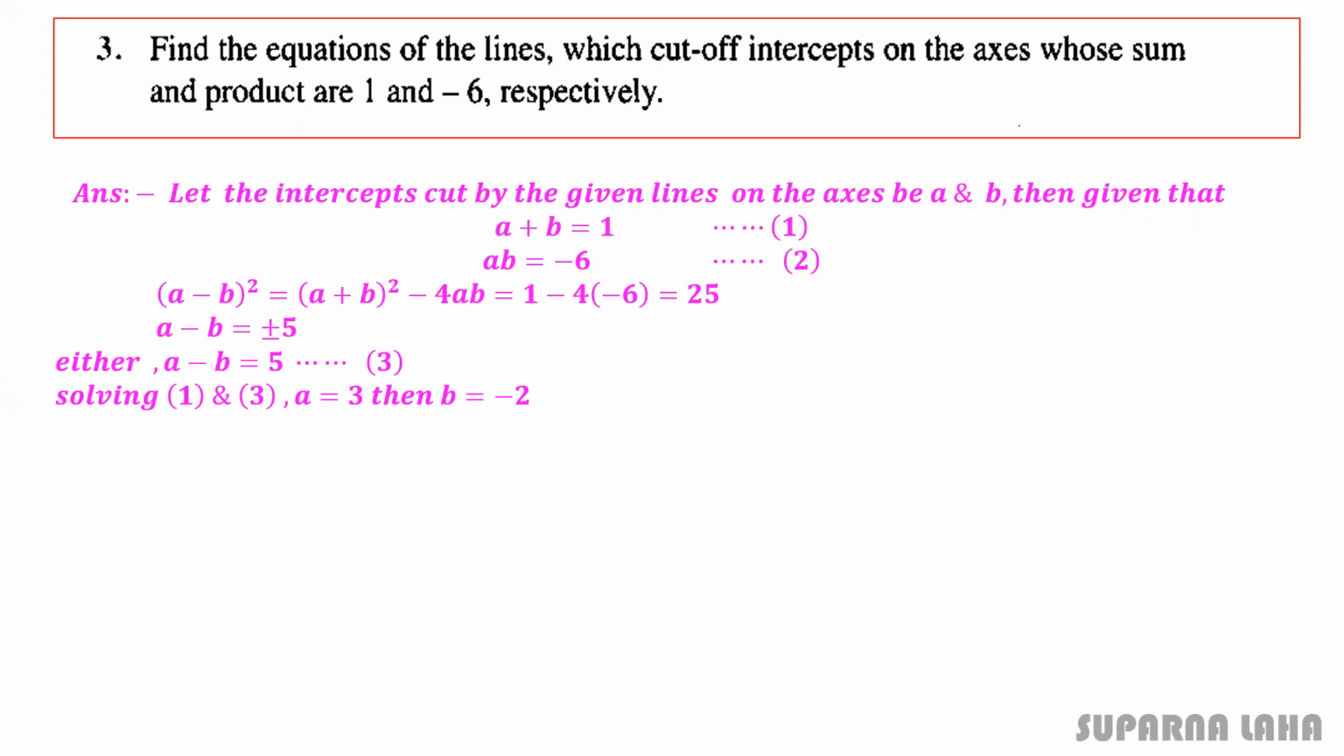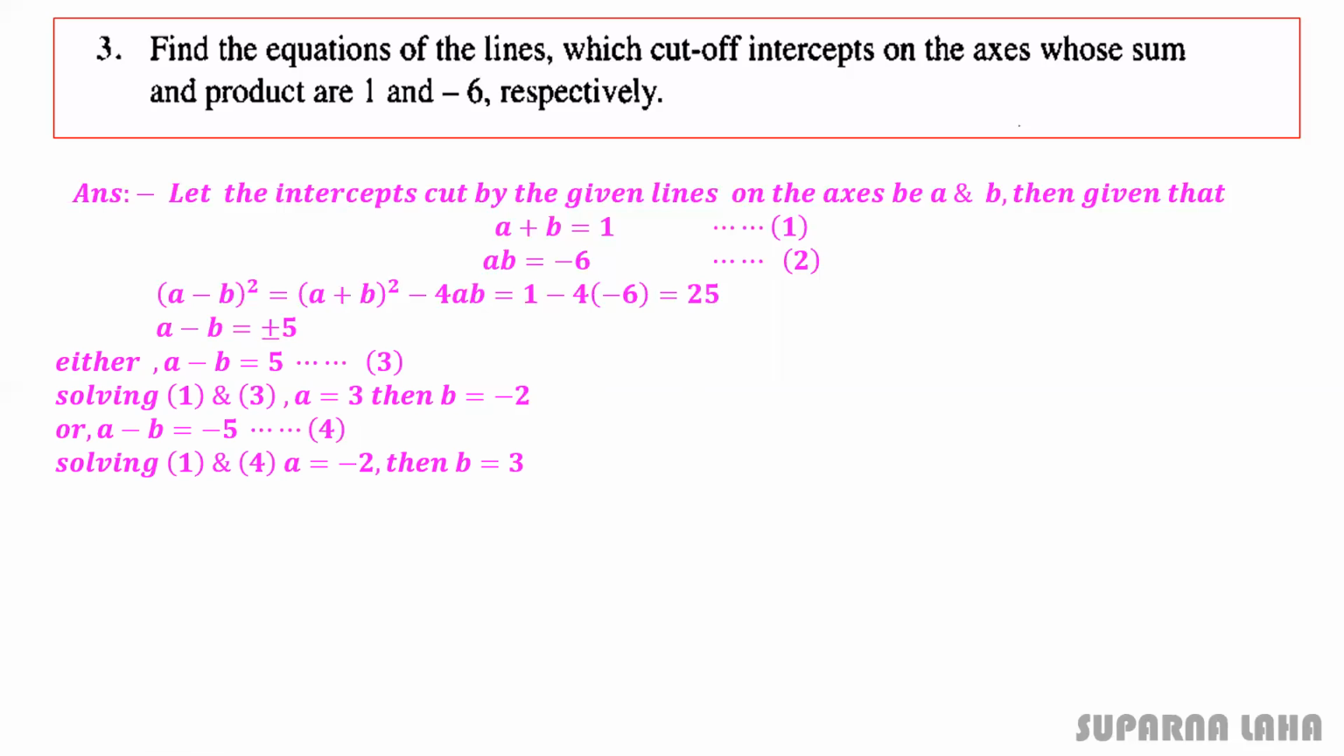Next, moving to the second option, that is a minus b should be minus 5. Now if a minus b equals minus 5, then we have to solve equations 4 and 1. So same here, add these two equations, and you will find a equals minus 2 and b equals 3.